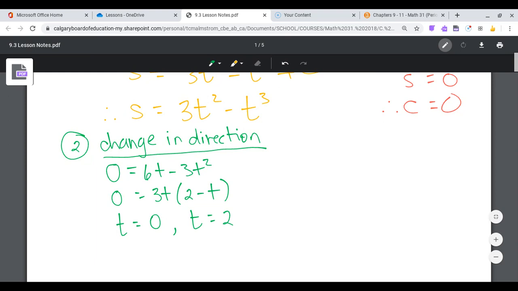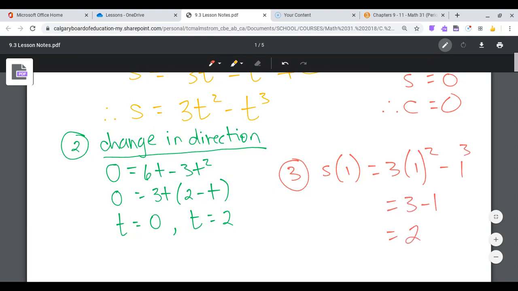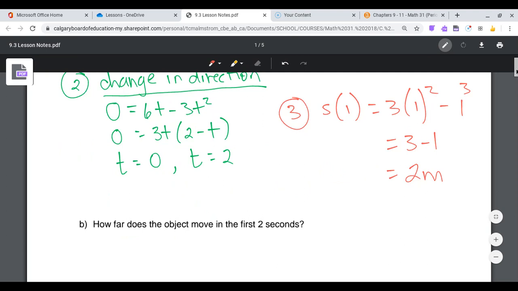So then I get to just plug in 1 into my position function. So s of 1 is equal to what? 3 times 1 squared minus 1 cubed. So 3 minus 1 is equal to 2. And we'll put units on that. So it went 2 meters. The object went 2 meters in the first second.